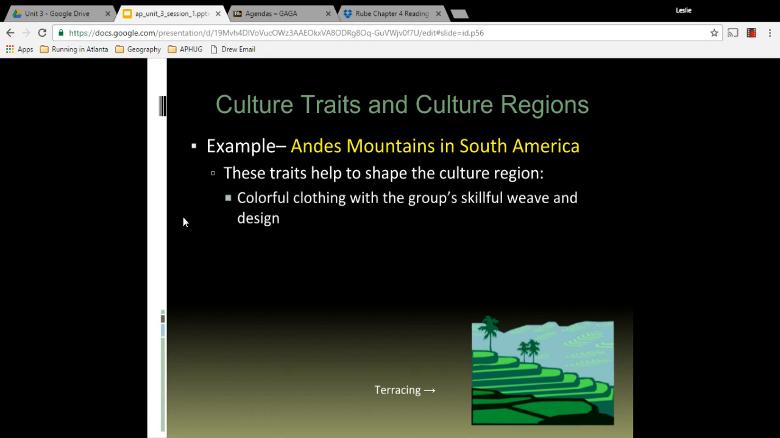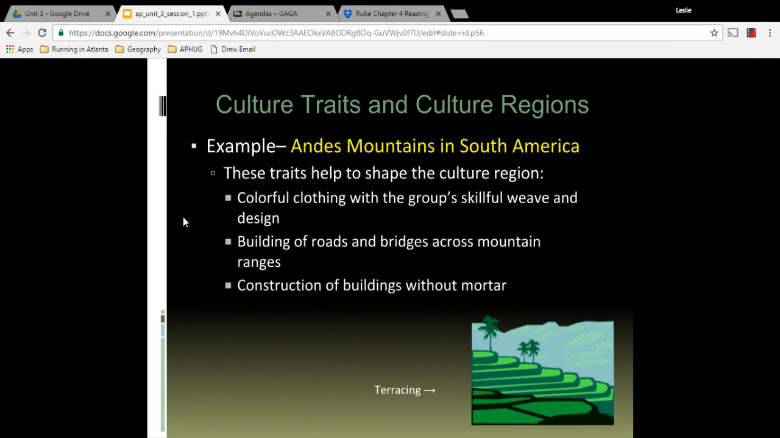They have colorful clothing with the group's skillful weave and design, building of roads and bridges across mountain ranges to adapt to the mountainous terrain. They construct buildings without mortar because that's not readily available to them. They terrace the land in order to grow crops. So if you look in the bottom right-hand corner of the screen, you see an image of terracing.